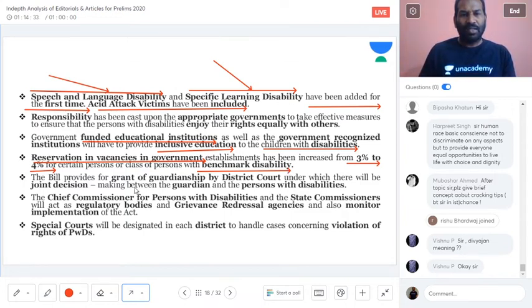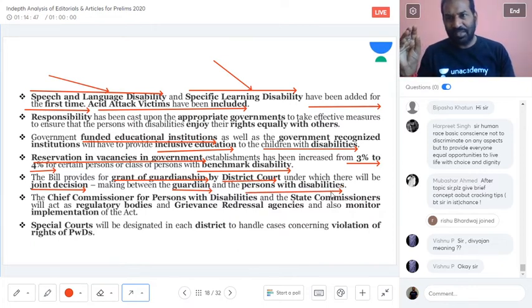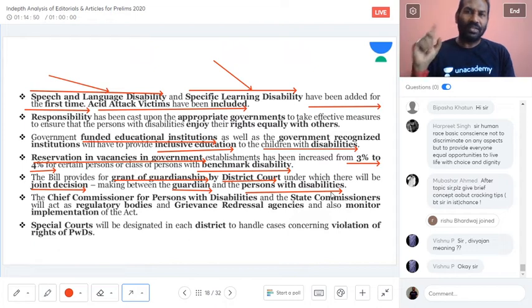of the individual. And who is a guardian? The bill provides grant of guardianship. Who is the guardian? That is the district collector. And this guardianship is a joint decision between the guardian and the person with disabilities. That means the guardian of the person with disability is who? The district collector, and the decisions taken will be a joint decision between the guardian and the person with disabilities, the individual.